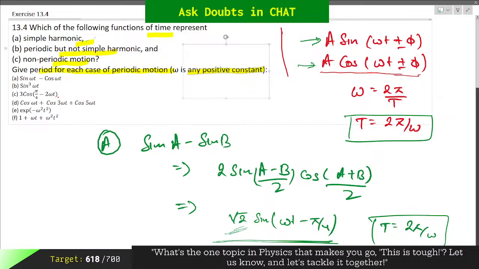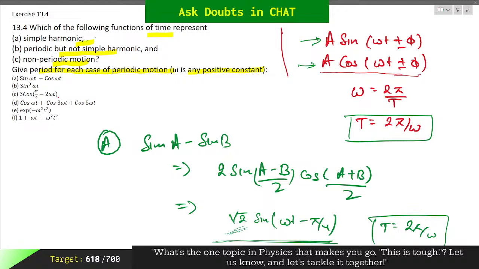So here in this question we have to find out which of the following functions of time represents simple harmonic, periodic but not simple harmonic, and non-periodic motion. Give the period for each case of periodic motion. Omega is any positive constant. So here we have to find out whether they are simple harmonic motion, whether it is periodic but not simple harmonic motion, or whether they are non-periodic motion.